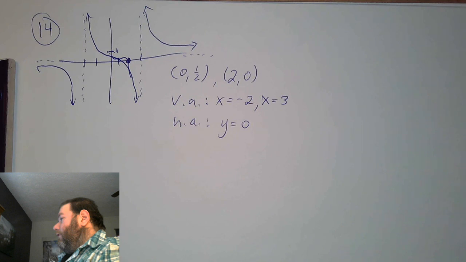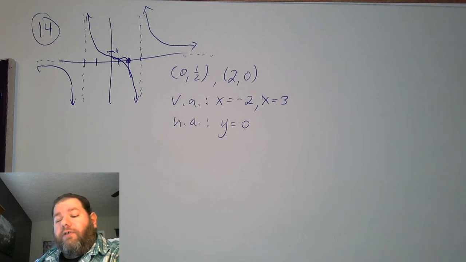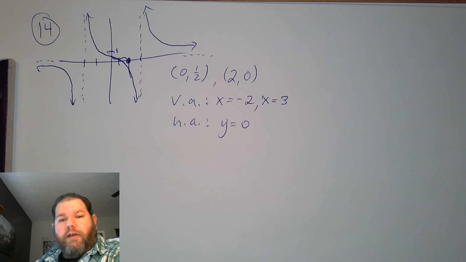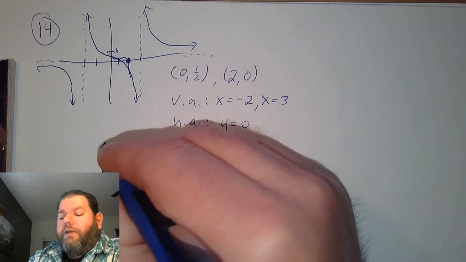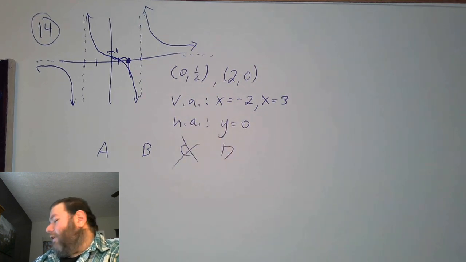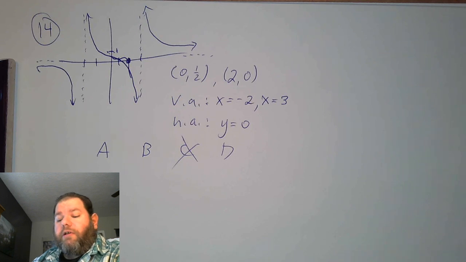At this point, it's really a process of elimination. First thing I would look for is to make sure that the vertical asymptotes are correct, that x equals -2 and x equals 3 are the solutions to the denominators. So looking at that, it looks like we can cross out C. Now C, if you look at that formula, is x minus 2 and x plus 3 on the denominator. So its vertical asymptotes will be x equals +2 and x equals -3, opposite of what we have here. So we can eliminate C based on that.